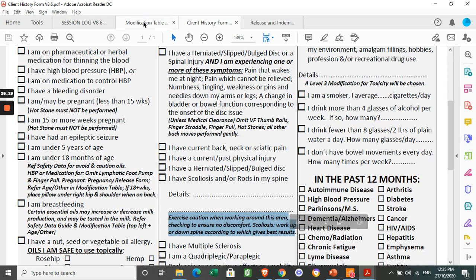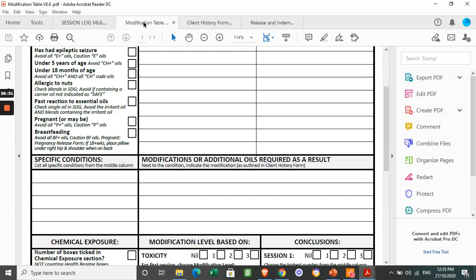Let's have a look at the modification table and where I'm going to write that information. So it's still the middle column of the client history form under specific conditions. So we would put that information here. Let's say they had scoliosis. We would write scoliosis here under specific conditions, and then the modification would read, exercise caution when working in this area, checking to ensure no discomfort.